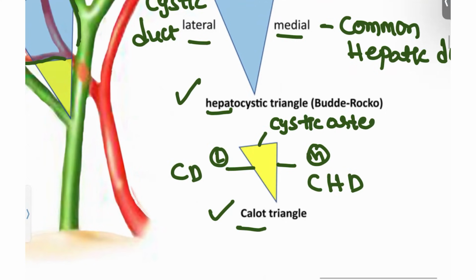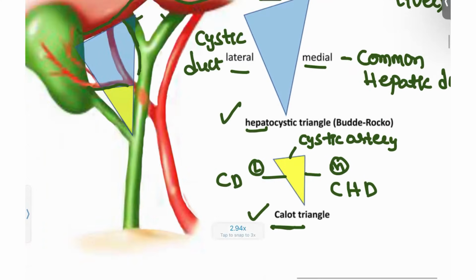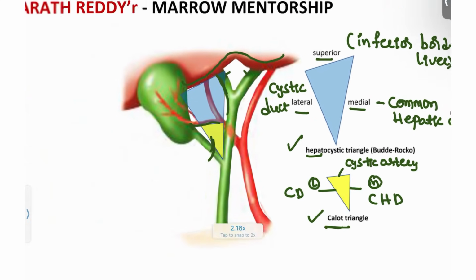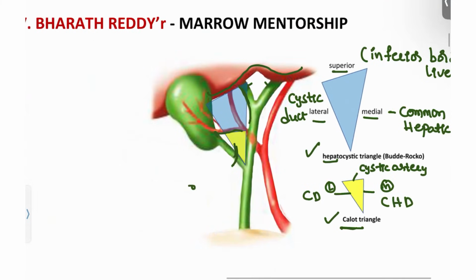And what is the significance of Calot's triangle? When you are removing the gallbladder, you have to take note that when there is a ligation at the superior border, there is a high chance of bleeding, because the cystic artery is passing there. So for the surgery cholecystectomy, this is the importance of Calot's triangle.